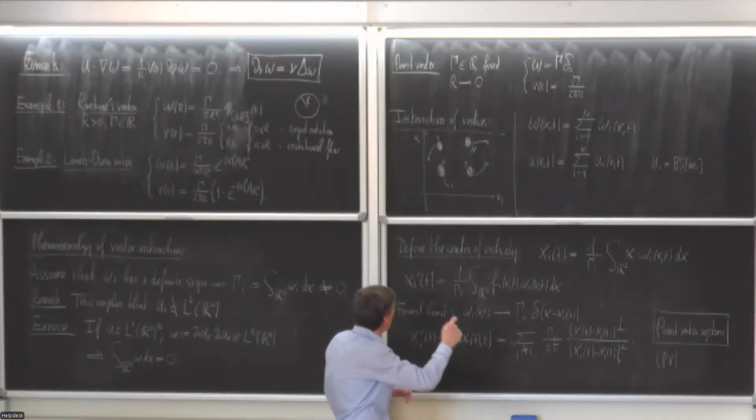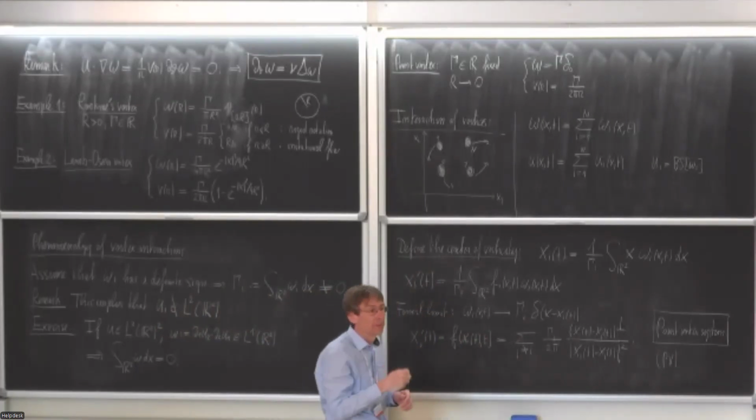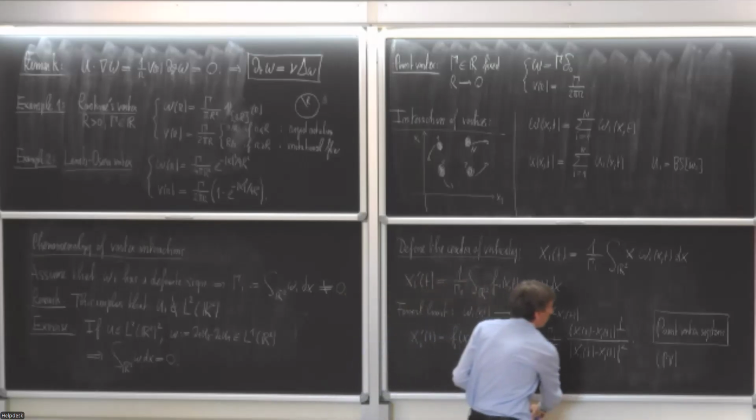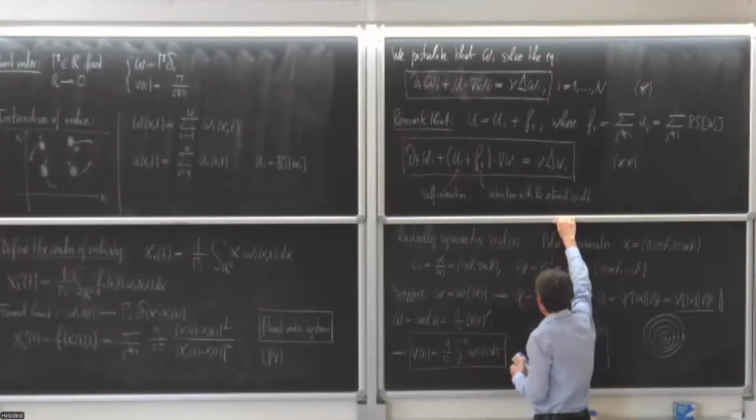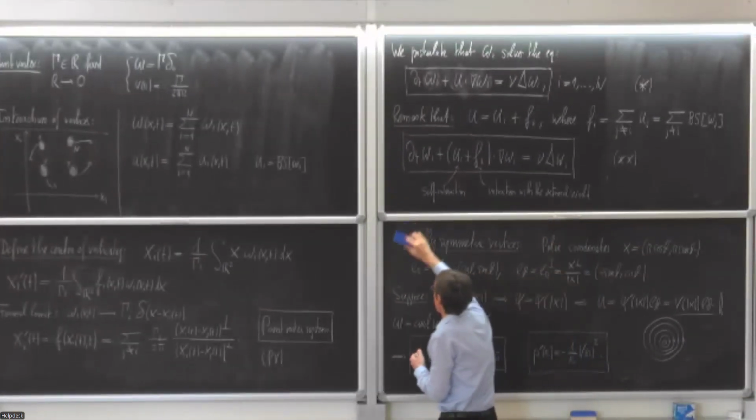Okay, so this is what I wanted to mention rapidly. This is the point vortex system. Now, to end with the phenomenology, what is known beyond the point vortex system? We consider a very simple situation.